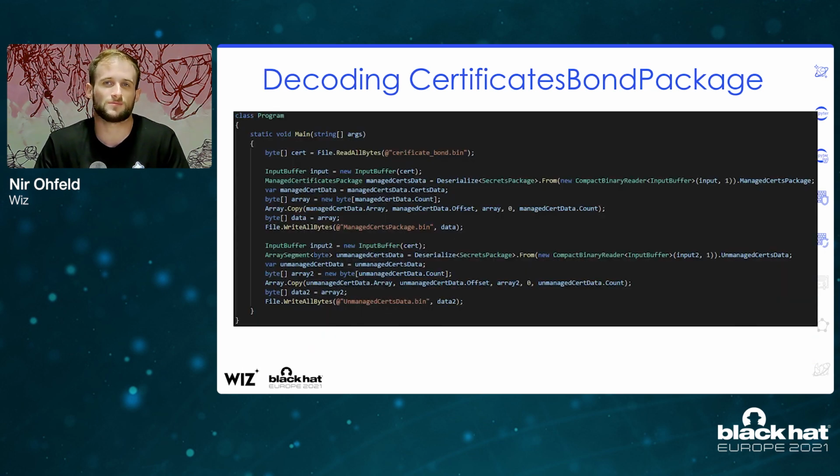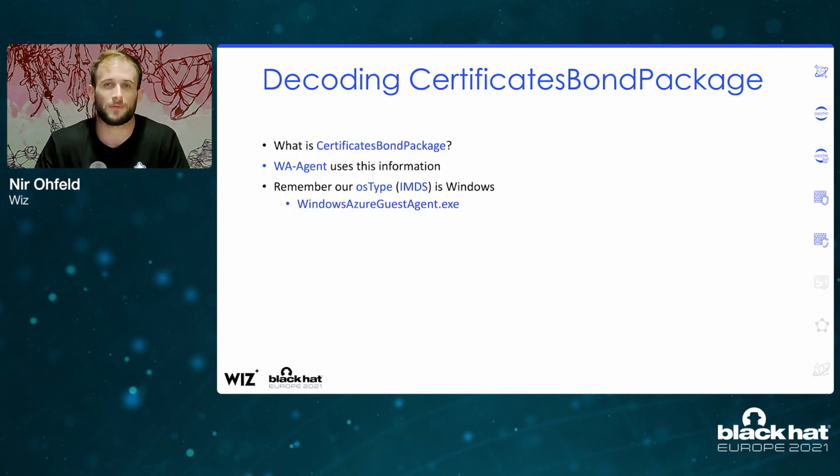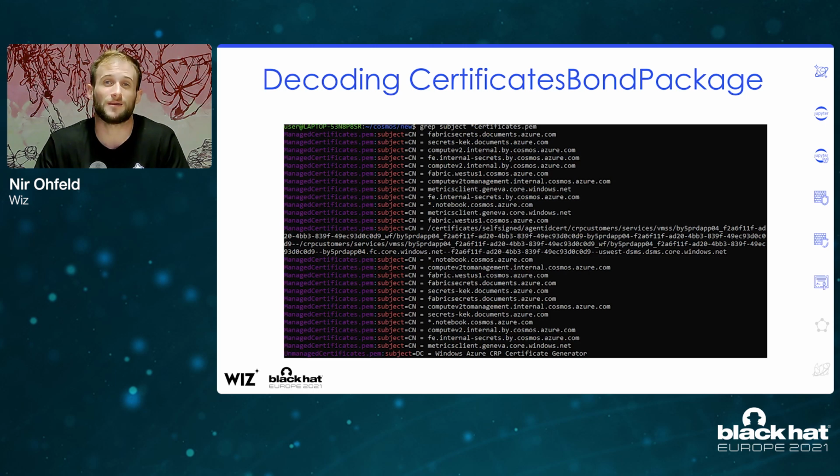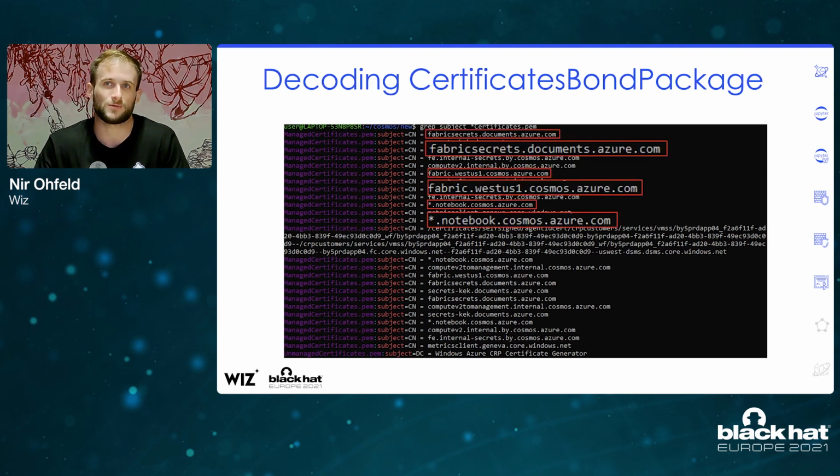Shown on screen is a small script we wrote to mimic the agent's CertificatesBondPackage decoding. Now, after decoding and decrypting the CertificatesBondPackage, we expect to get 2 keys, a private key and a public key, used to encrypt and decrypt the protected settings. You can imagine our reaction when in reality we got back 25 certificates and their corresponding private keys, some with very intriguing names. Keep in mind these 3, as we'll encounter them later on our journey.